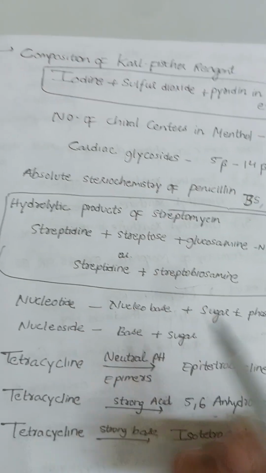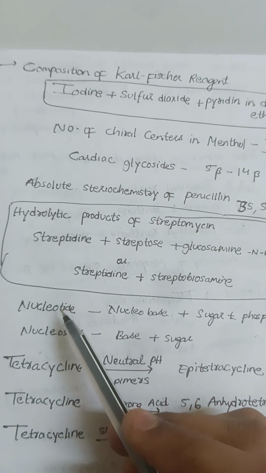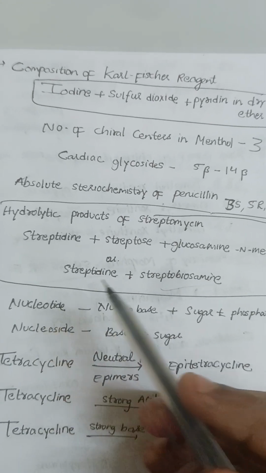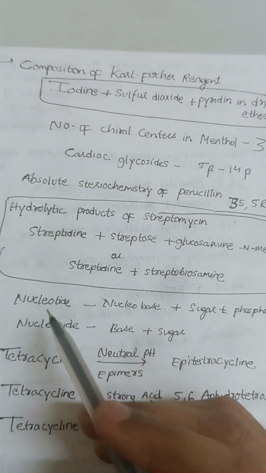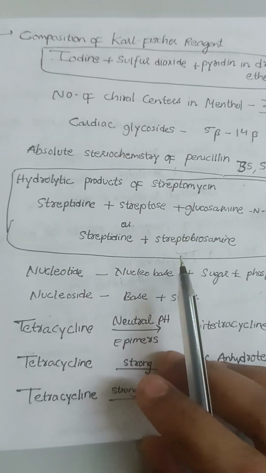So very important. And generally the common thing, that is nucleotide, that means a nucleus base plus sugar plus phosphate, where nucleoside is a base plus sugar.